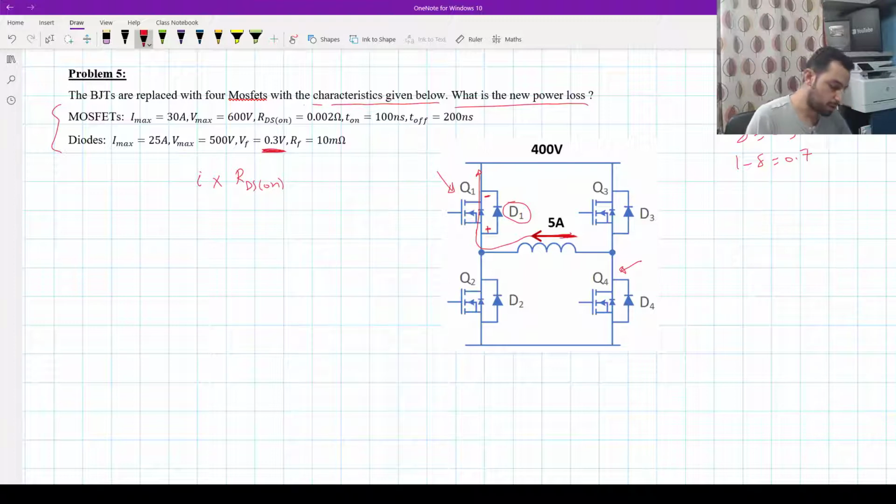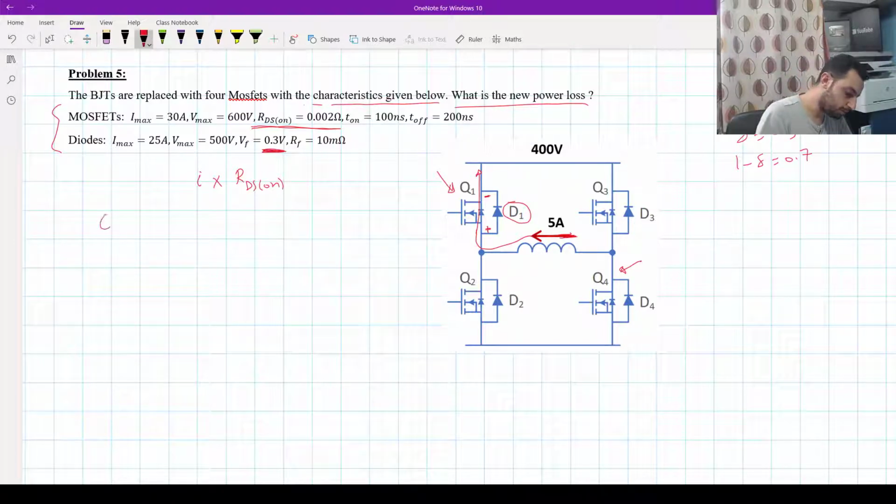Because RDS on here is very, very small, if I multiply it by a high current, the voltage will also be very small and will not turn on D1. If it did turn on, the current would flow through D1 as well and might share it with the MOSFET. This is impractical. So we will assume that D1 will not conduct if the MOSFET is conducting.